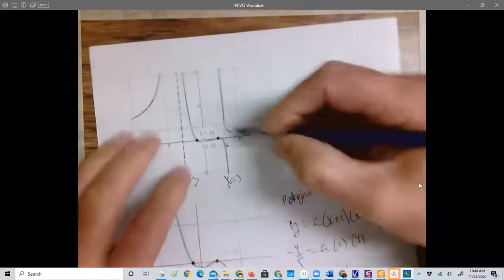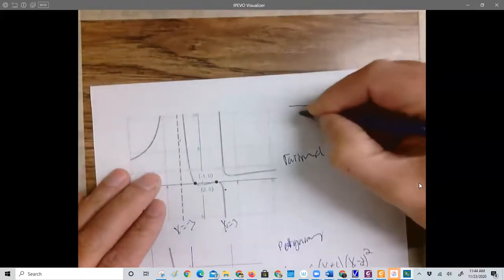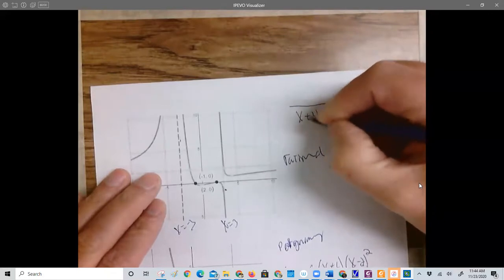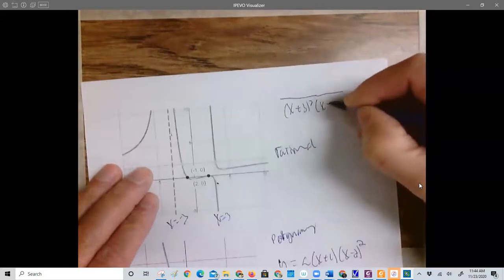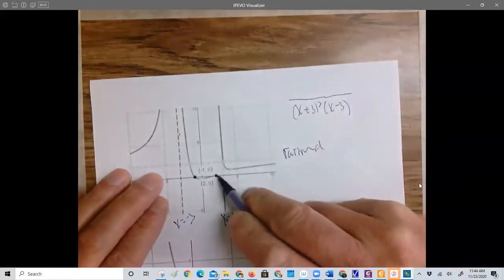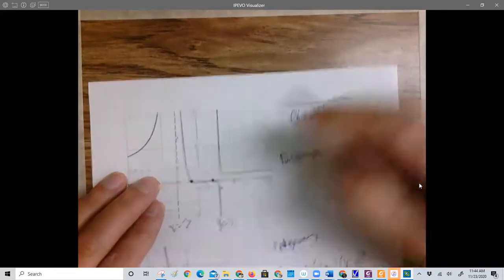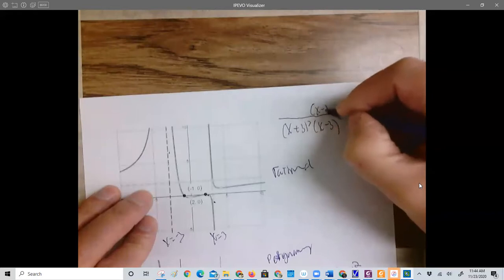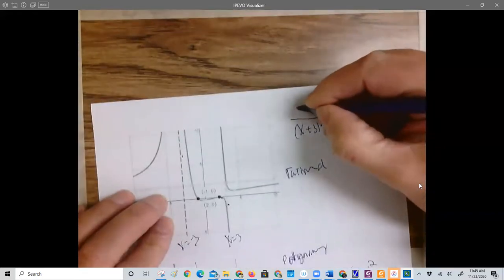So, and this one acts like 1 over x squared. So x plus 3 squared. And this one is x minus 3. I see a 0 at 2, 0. Only it bounces there, doesn't it? So x minus 2 squared, I see a 0 at -1. I don't think it does anything special.